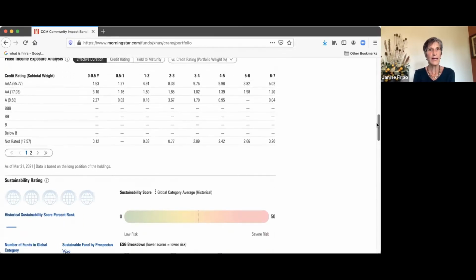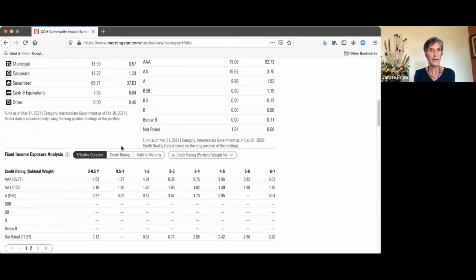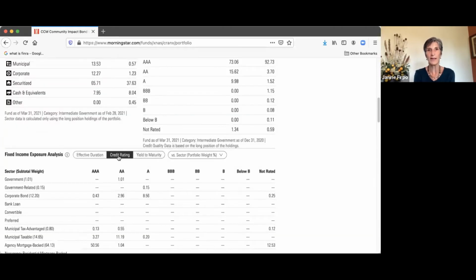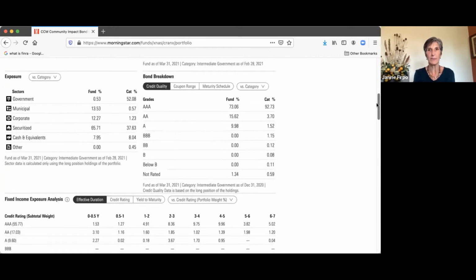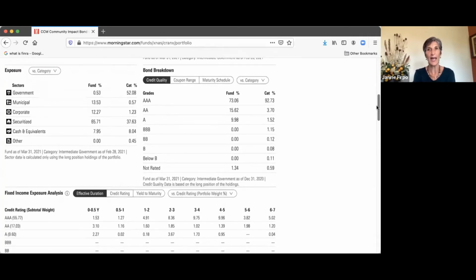Okay. And then you can see here, you can look at the effective duration. You can look at breakdowns of credit rating. You can look at breakdowns of yield to maturity if you want. There's a lot more detail about what exactly is in this fund if you want to go that deep. I tend not to look at that level.